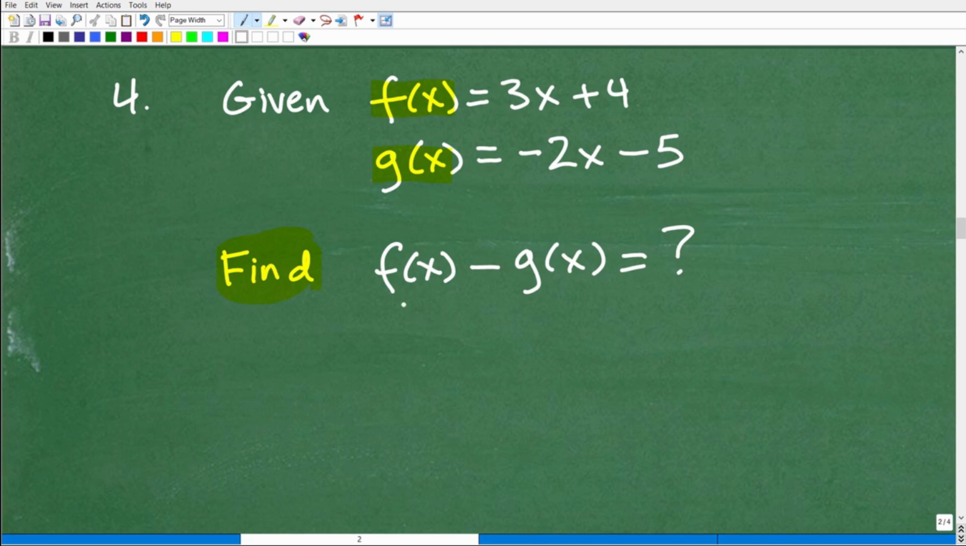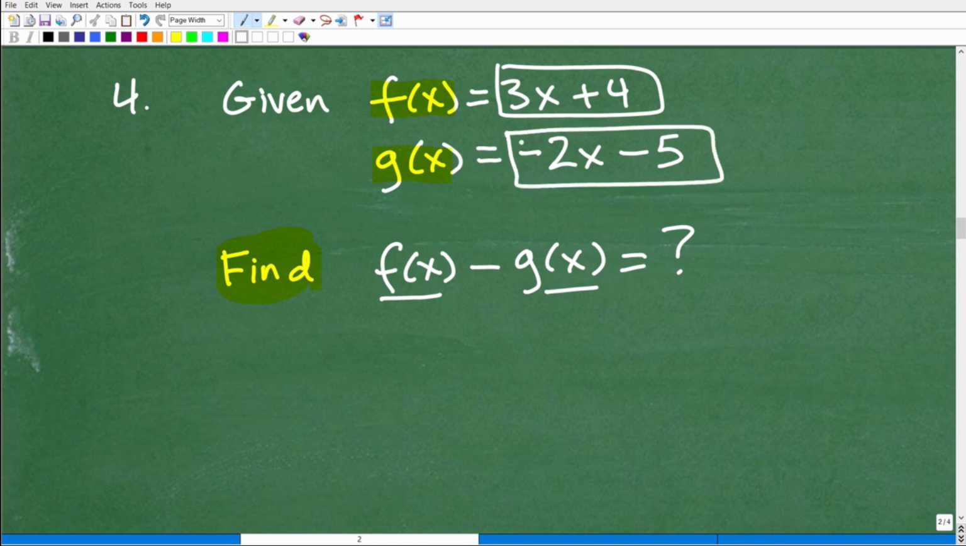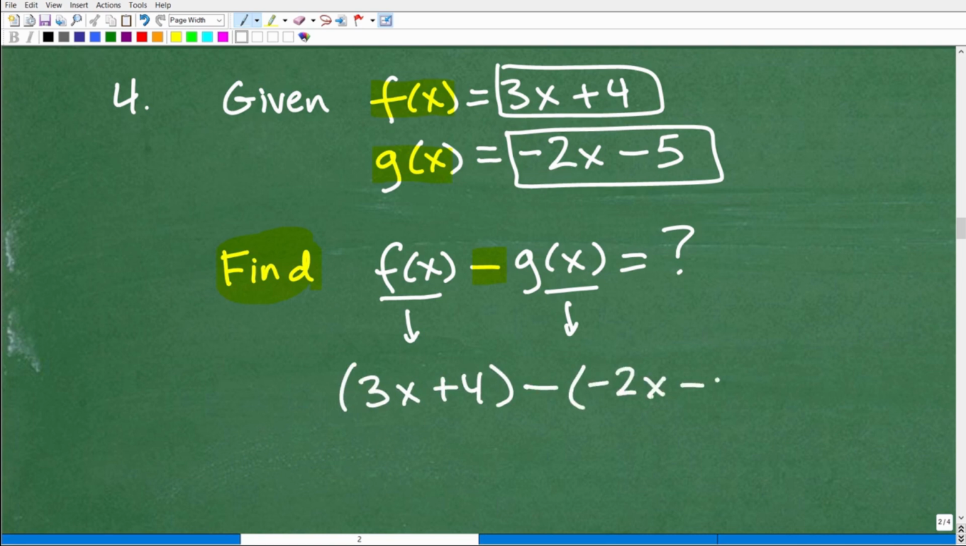All right, so this is really easy. Effectively, all we need to do is replace the f of x here with this. This is what f of x is equal to. And the g of x, we're going to replace it with this. But we have to be very careful because we are finding the difference here. So I'll show you exactly what I mean. f of x is 3x plus 4 minus, what's the g of x function? That is negative 2x minus 5.